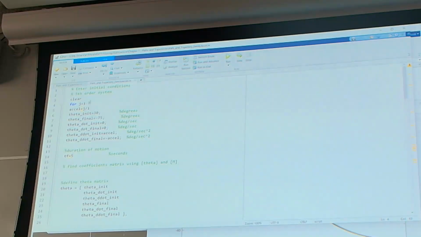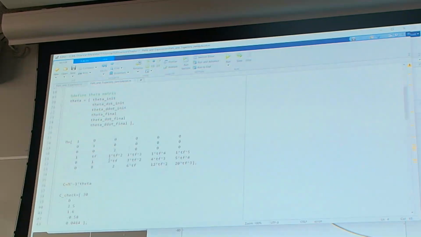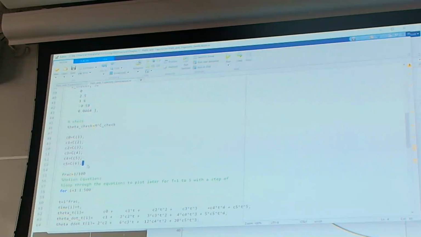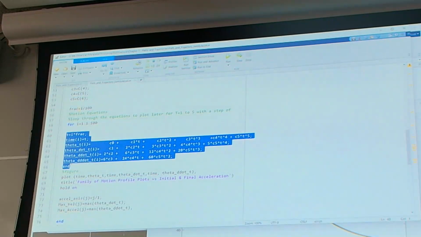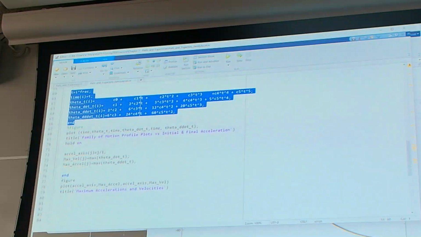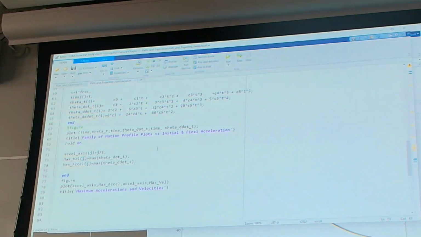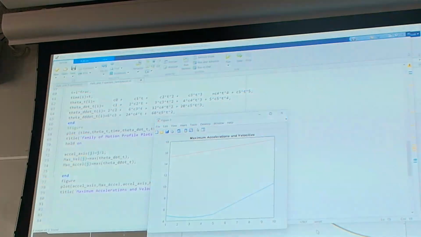Does that make sense? So you can see, again, I'm only sweeping for all possibilities here. And then I go through here. I find my C's. And then I compute each one of the final values for the theta double dot, theta dot, theta, etc. And then I plot the family of each one. At the same time, I'm getting my maximum accelerations, my maximum velocities for each one. And instead of just giving out a single value, I can see for the given accelerations that I've got, what the maximum velocity is going to be.